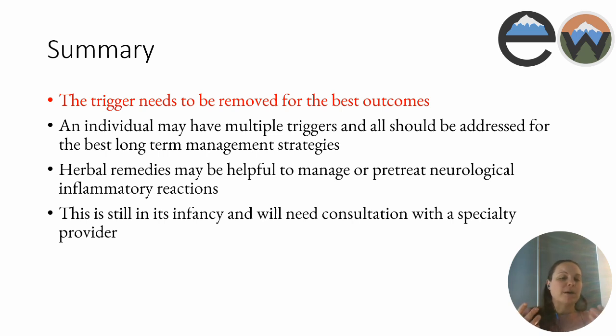Herbal remedies could be helpful to manage or pre-treat neurological inflammatory reactions, right? So they can be very helpful whether it's something that's already happened or in the future as well. So neuroprotective in injuries that can happen. Could we be helping the neurological system now to prevent exacerbating issues with post-concussion syndrome from head trauma? We don't know. We don't have research yet, but it's possible. So it can help be a long-term management strategy for people. It is all still in its infancy.